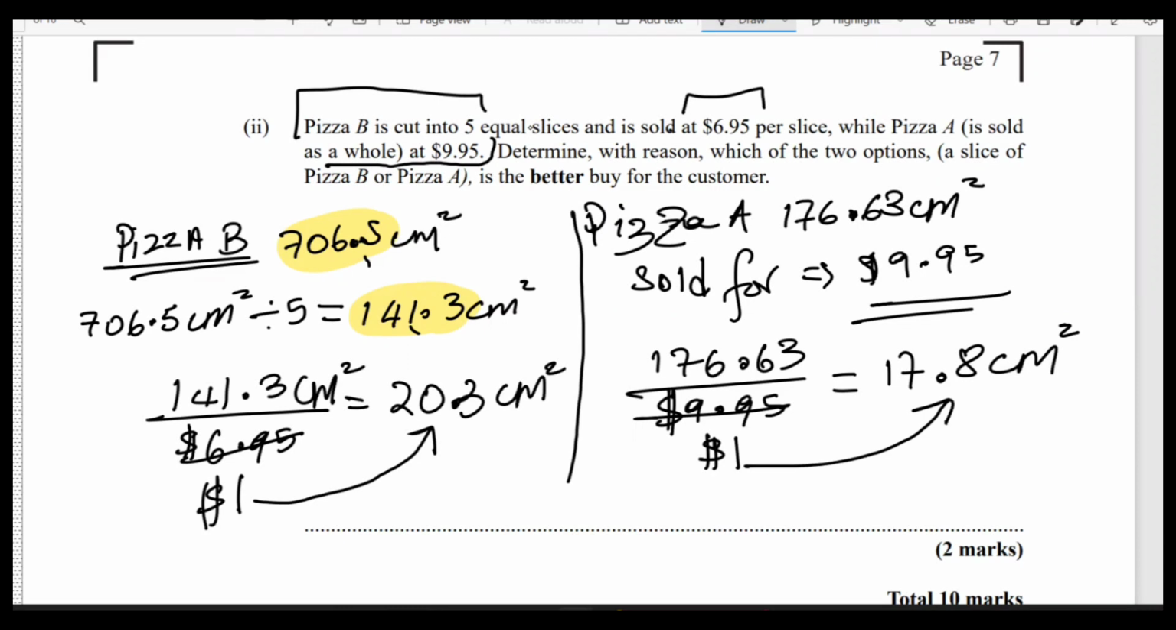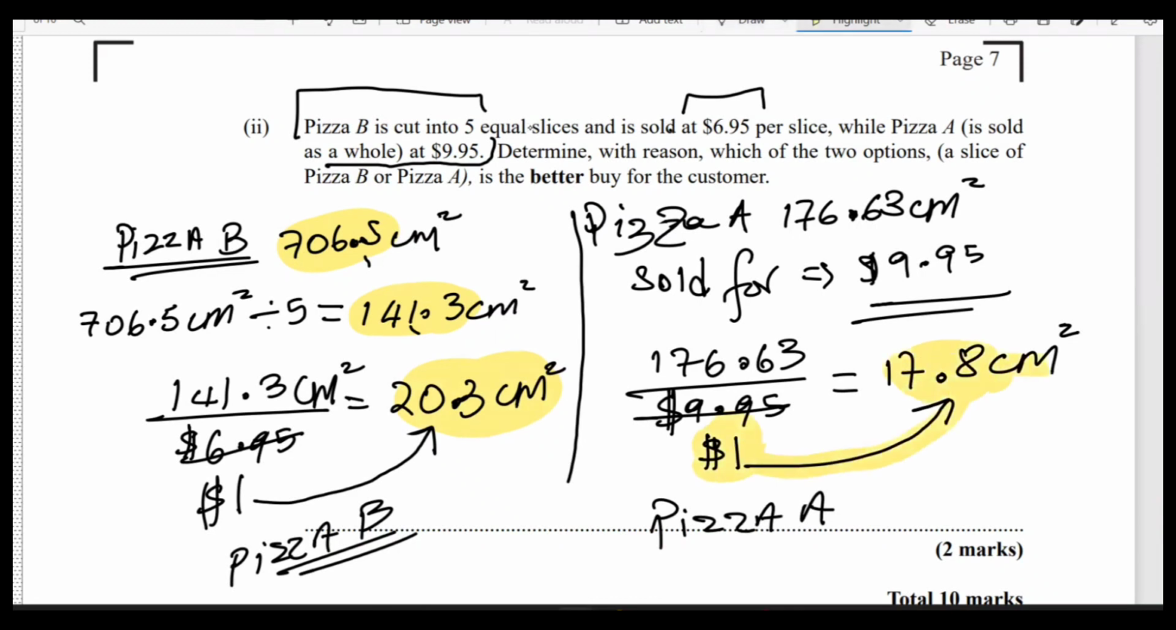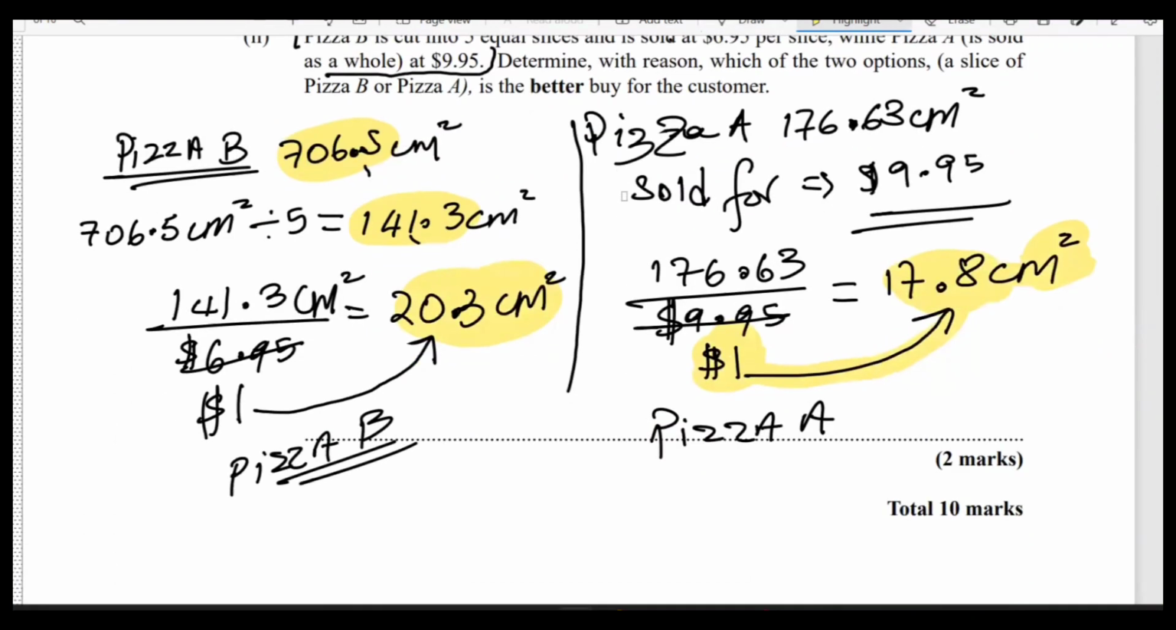So you could see that with pizza B, I'm getting more for $1 because I'm getting 20.3 centimeters squared for $1, while at pizza A, I'm actually getting 17.8. So the better buy is pizza B. I'm getting more for my money.